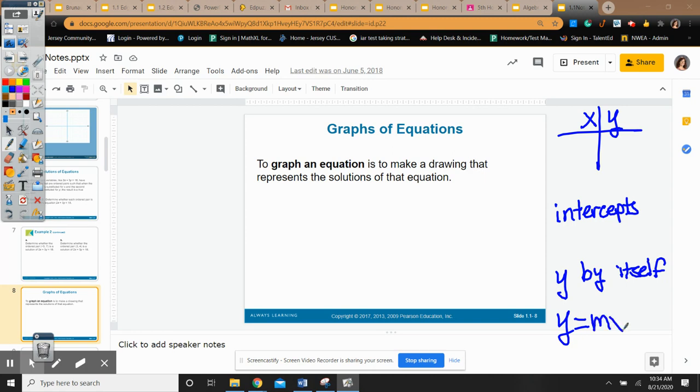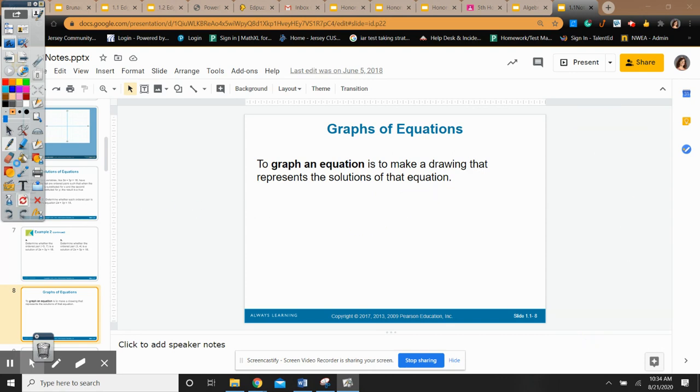And there's some shortcuts because there's some tricks we know about this. M would be the rate of change or how steep the graph is, and B is the y-intercept. So we are going to find the solution set or the picture of the solutions of these lines through graphing.